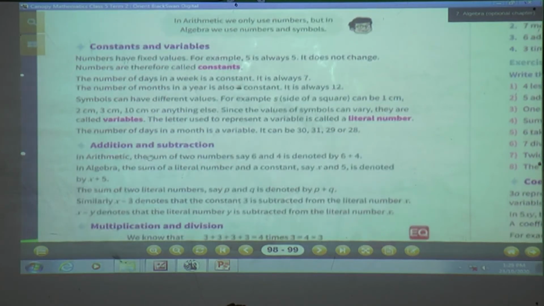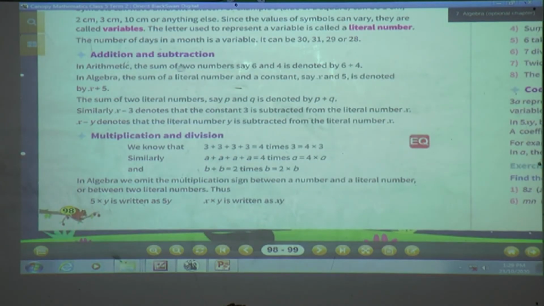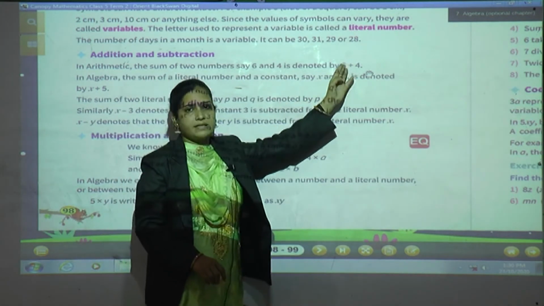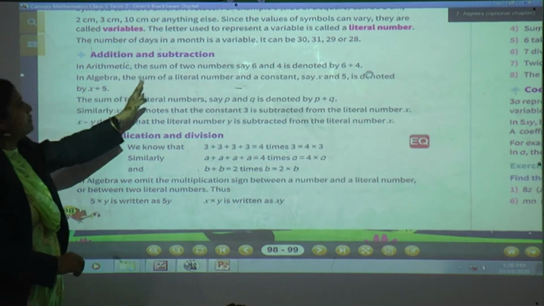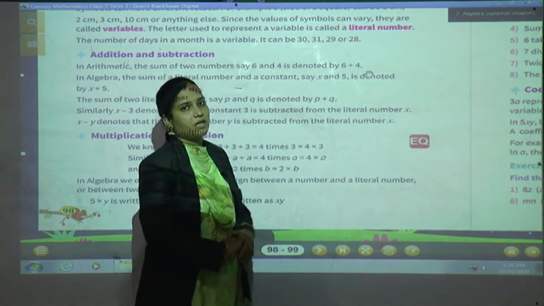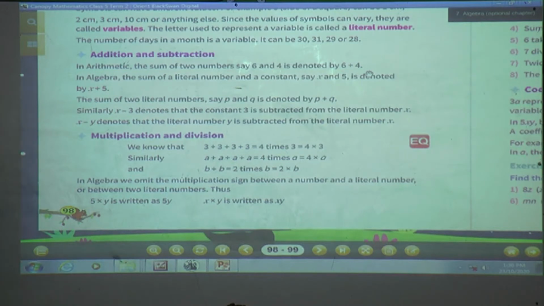Okay, now addition and subtraction. See here, in arithmetic the sum of two numbers, say 6 and 4, is denoted by 6 plus 4. In algebra, the sum of a literal number and a constant, say x and 5, is denoted by x plus 5. So this is a difference between arithmetic and algebra.